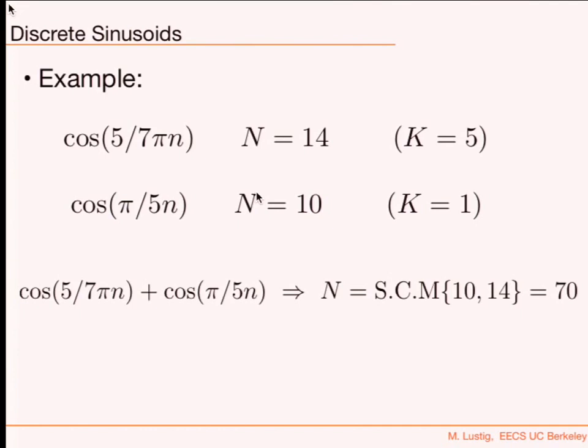If you add both of them together, then the period is going to be basically 70. So, the smallest common multiple. Okay? Any questions up to here? Okay, this is all relatively basic. And again, developing a language.